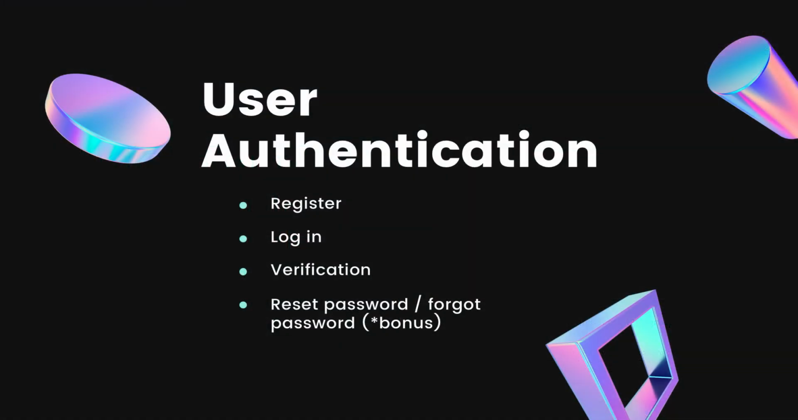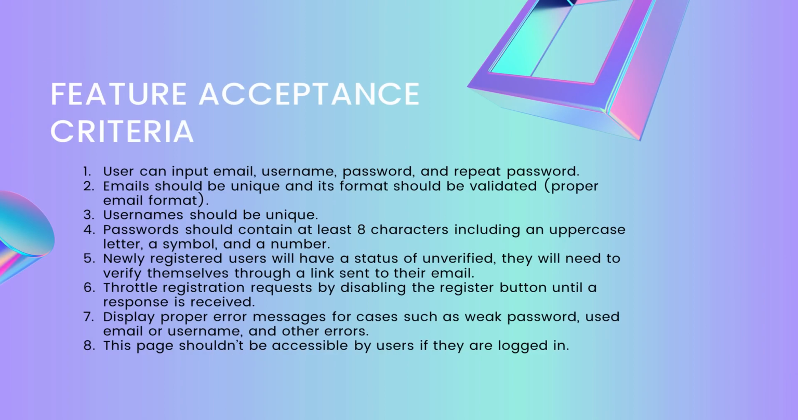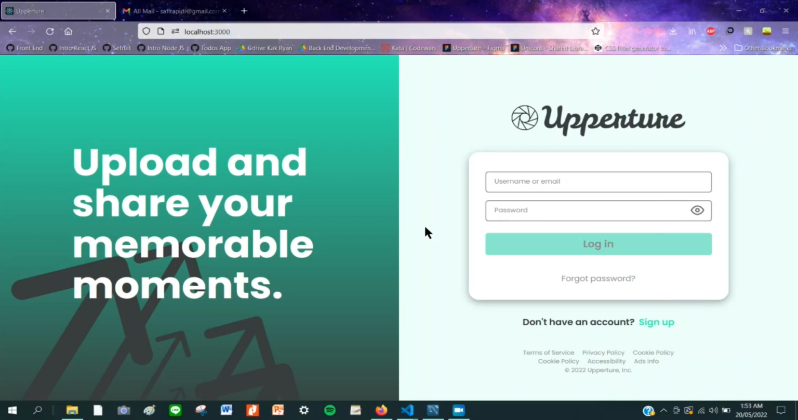For user authentication, we got register, login, verification, and reset password. First, let's look at register. And here are the feature acceptance criteria. You can pause the video if you need to. Alright, so here is the landing page of our website.